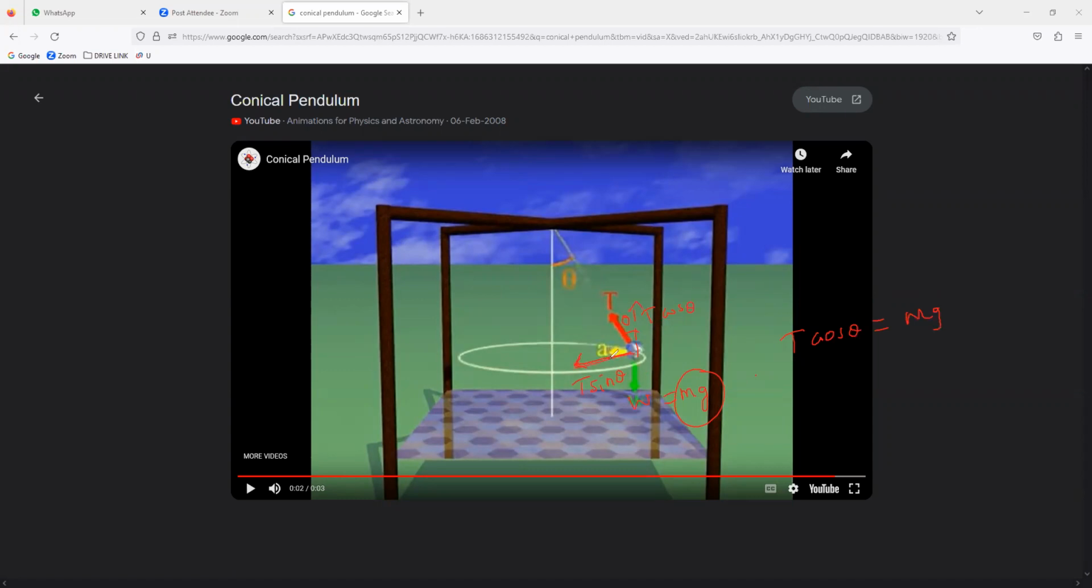Then we all know that the force which is acting towards the center, we used to call it centripetal force. That centripetal force is equal to what? T sin theta. Now, if this is the resultant with this theta, here is the theta, and the string has a length L, then here it will be L cos theta. That's all. If you imagine that, you can solve everything.